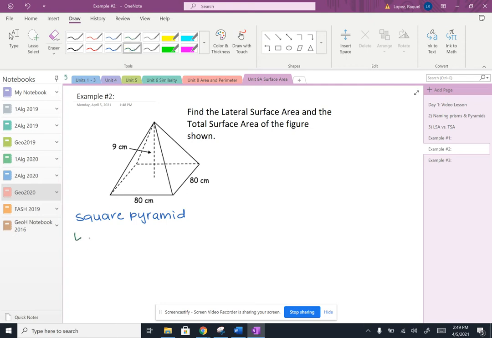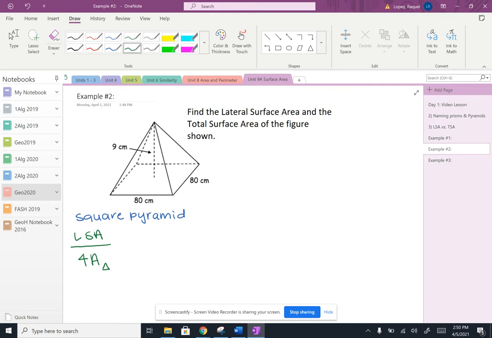So I'm going to do some work here. I'm going to call this LSA, and all the work that I do for lateral surface area is going to be in green. Okay, so to find the lateral surface area, I need to find the area of all of the faces. So I've got 4, and it looks like all of the faces here are triangles, and there's going to be 4 of them. So 4 times the area of those 4 triangles. That's what that notation means that I'm writing there.